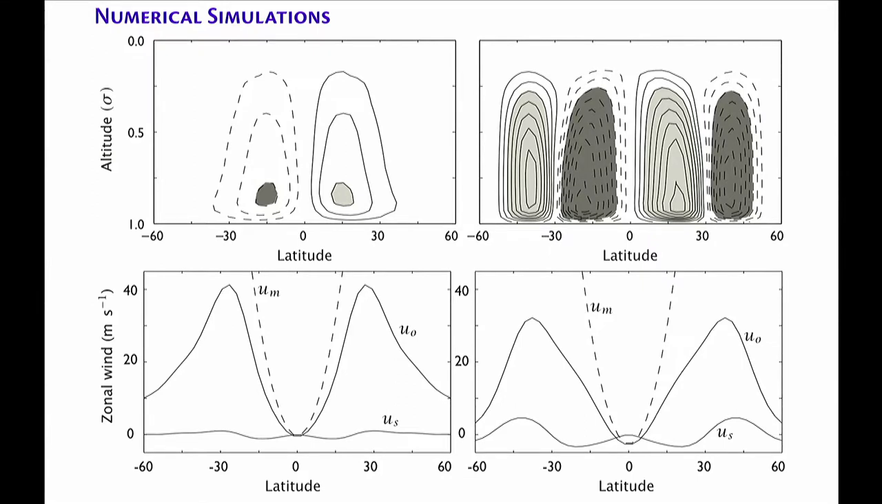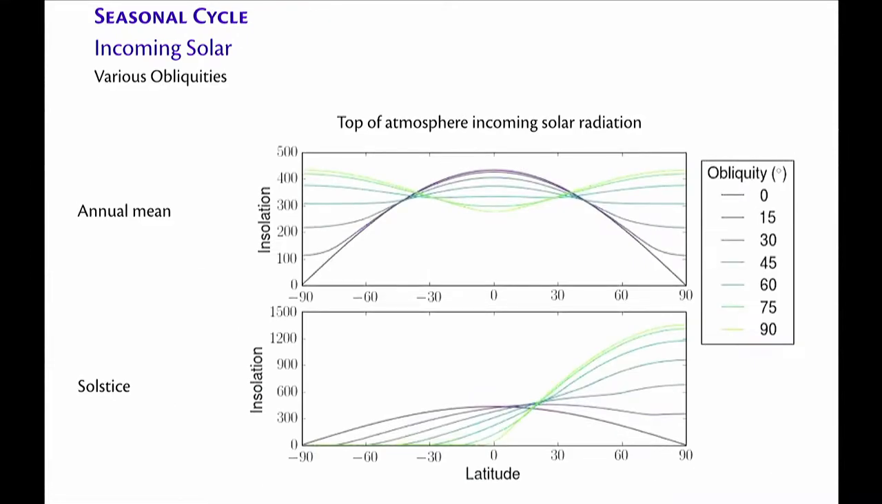The planet has seasons. This is actually the top of the atmosphere incoming solar radiation as a function of obliquity and latitude. Top of the atmosphere insolation for varying obliquities. Earth is not on here. Earth is 23 or something. I'm not very good with the real world sometimes.